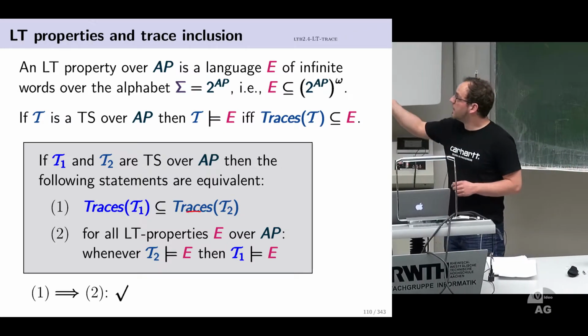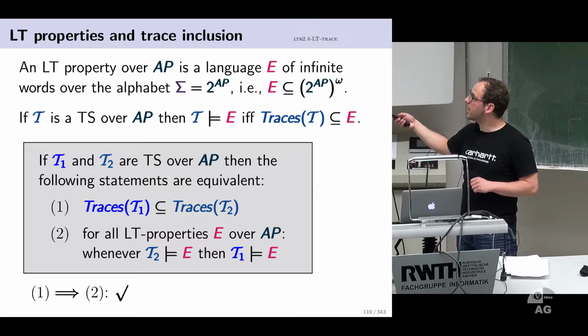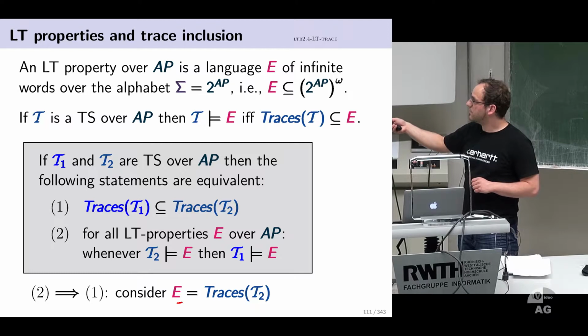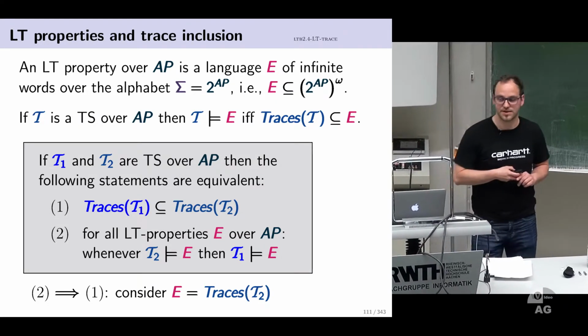And the direction from left to right, we just looked at on the previous slide. For the reverse direction, it's easy to see if you choose the LT property as the traces of the second transition system.